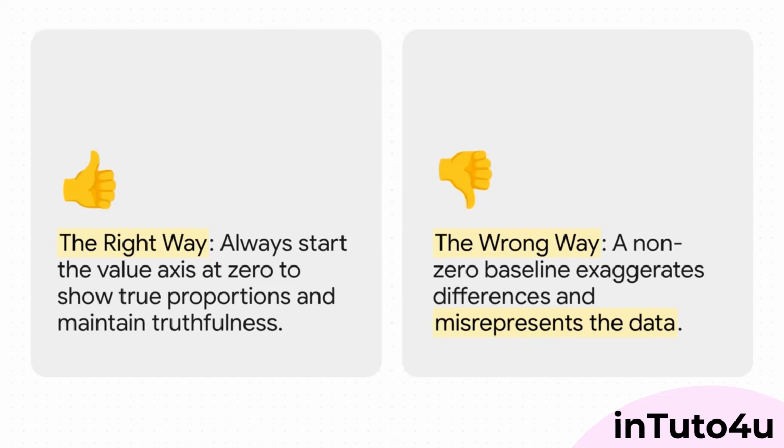This is the big one. Rule number 1, the y-axis on a bar chart has to start at 0. End of story. Why? Because our brains compare the total length of the bars.